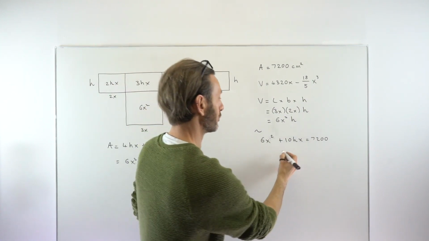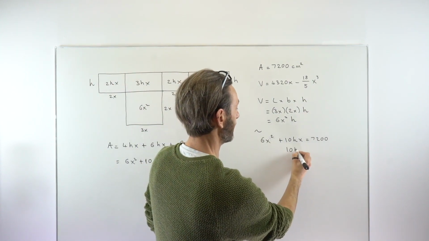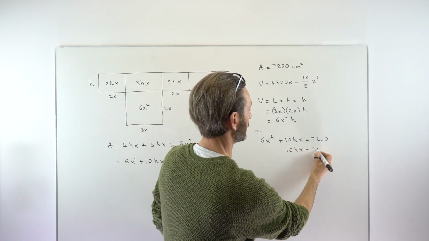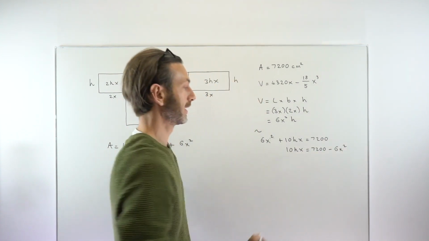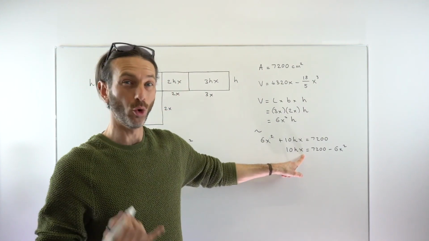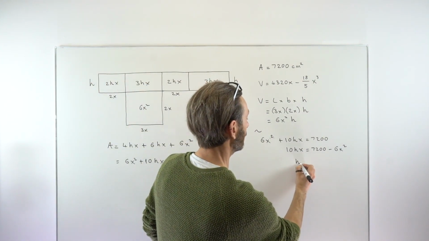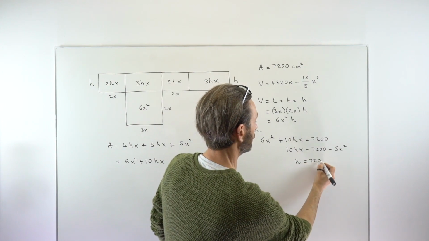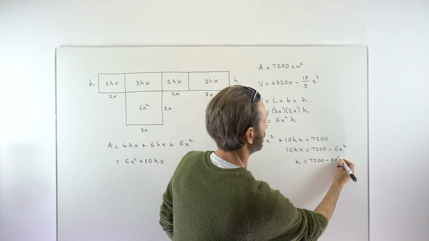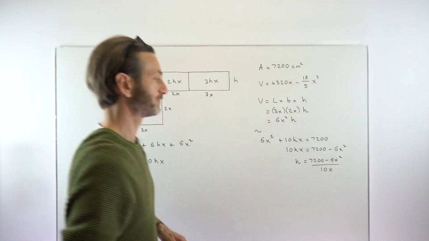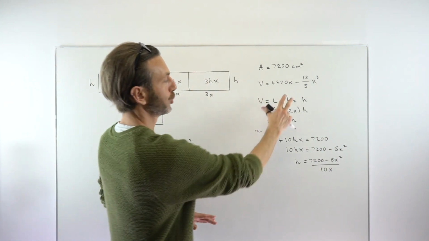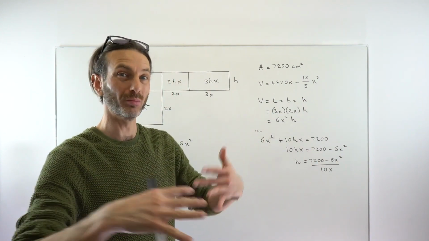So just a little bit of algebra to change the subject. We're going to get 10hx equals 7,200 minus 6x squared. Then dividing both sides by 10x to get it all the way to just h, we'll get h equals 7,200 minus 6x squared, over 10x. Okay, so that's like two separate streams of working. Then we need to bring those together.